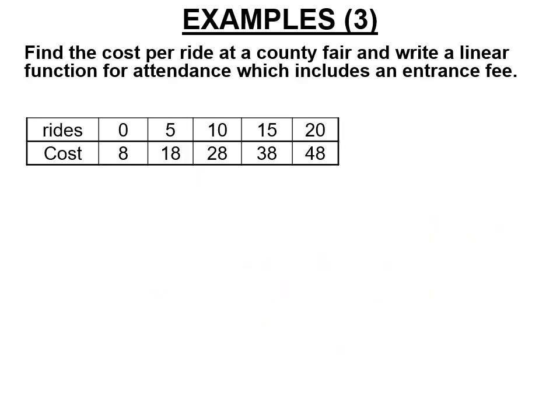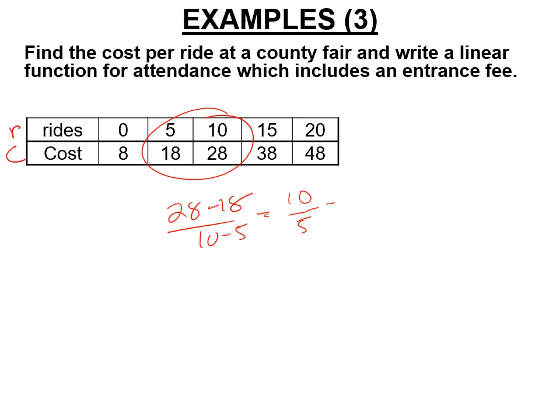All right, so we're going to use C for cost and R for rides. First thing we got to do is find the slope. I'll do it right there. So 28 minus 18 over 10 minus 5. Yes, I could use anywhere. So we get 10 over 5, which is 2. So the slope here is 2.